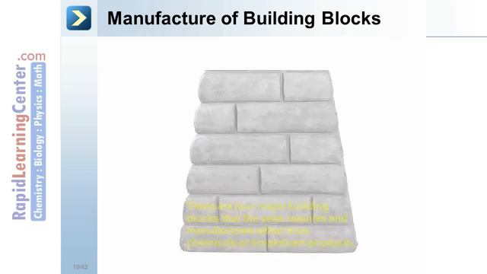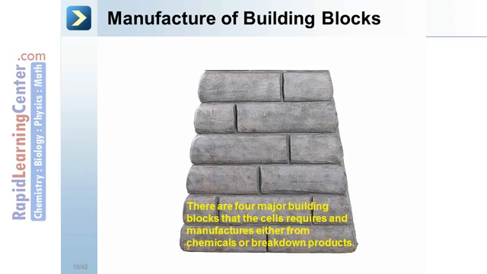Manufacture of building blocks. There are four major building blocks that the cell requires and manufactures either from chemicals or breakdown products. These four building blocks include nucleic acids, carbohydrates, proteins, and lipids.